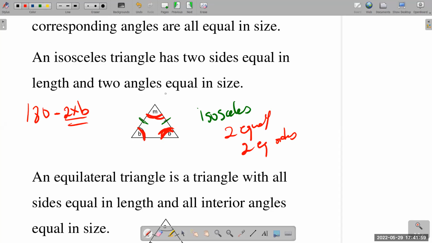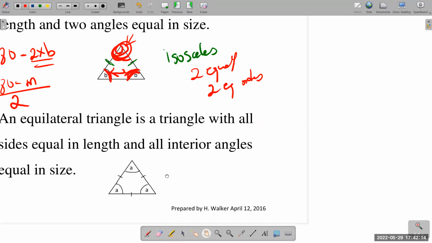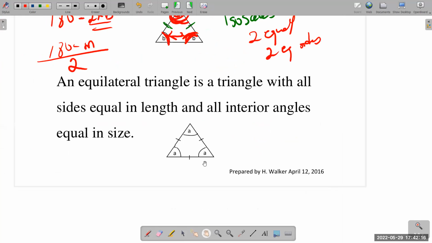What do you do if they give you M and they ask you to find B? You say 180 minus the M, and that answer you divide by 2. Because if you take away this one, what is left is equal. So you share it by dividing it by 2. Okay, very important content.